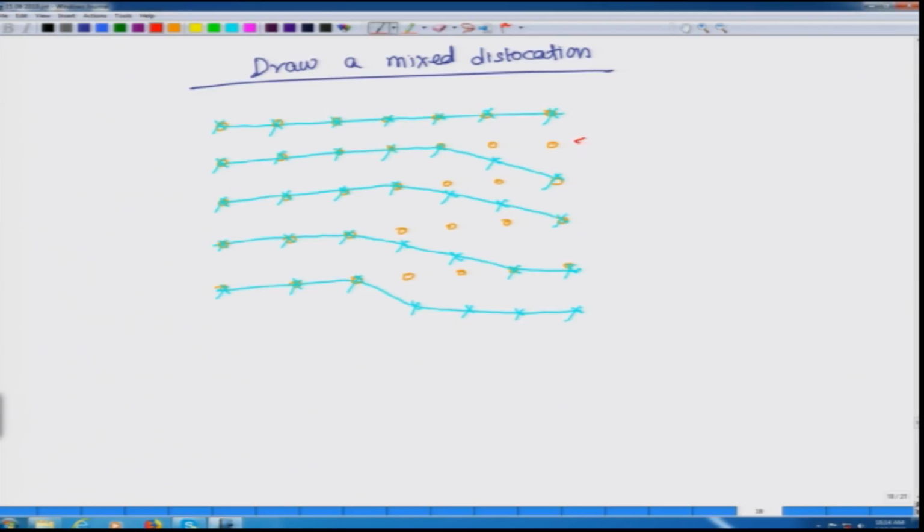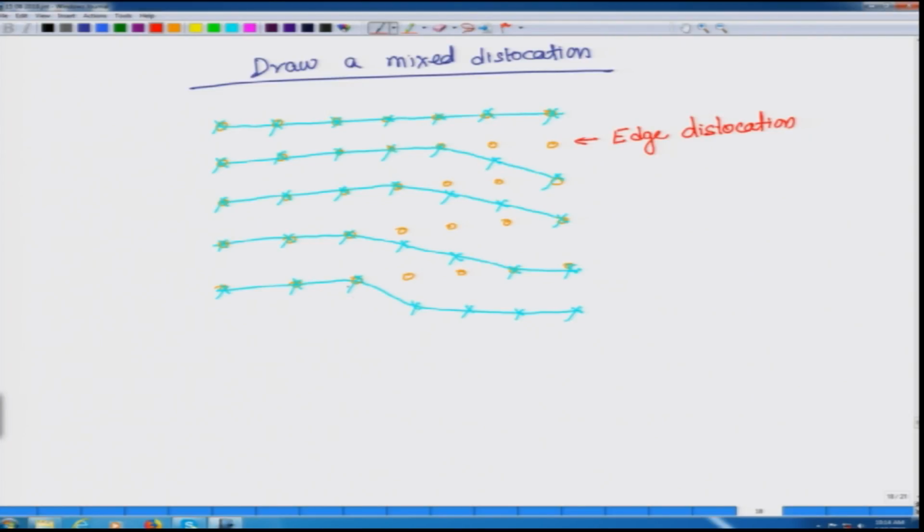what would you call this? If you look at it, there is an extra half plane on the bottom and there is a missing plane on the top. So, this is nothing but an edge dislocation at the outset here. This is an edge dislocation. We are talking about just the end, not the inside part.